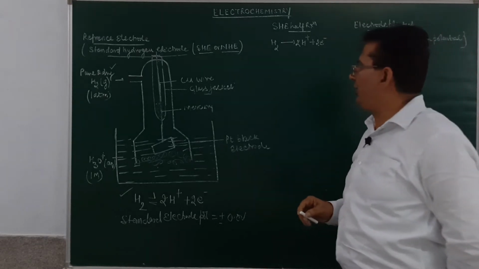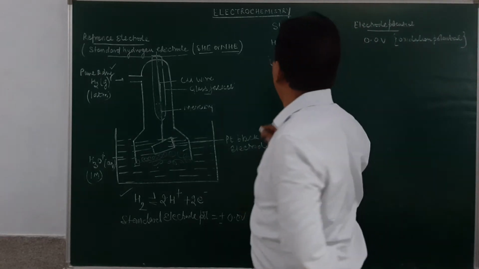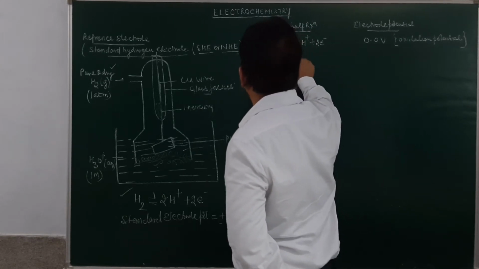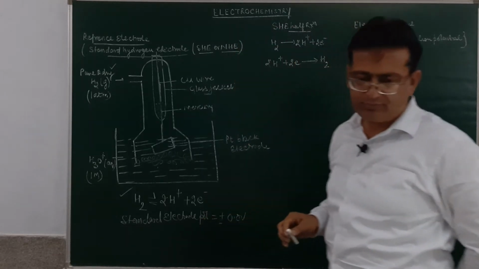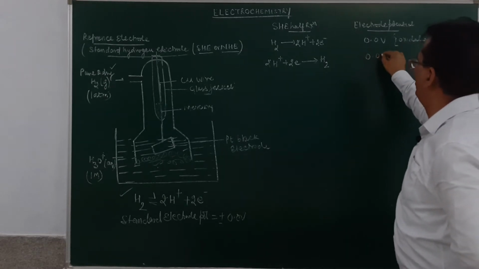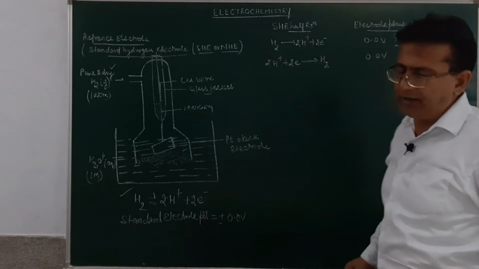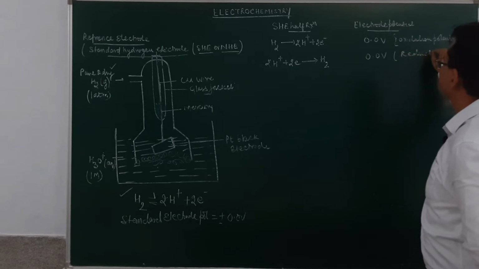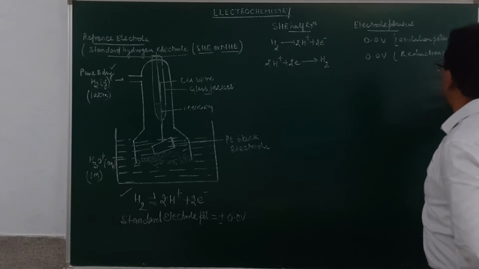Now, when connected to another electrode whose electrode potential is to be determined, if that electrode undergoes the process of reduction, in that case the hydrogen ion will gain 2 electrons and form hydrogen gas. Here again the electrode potential will be 0.0 volt, and this potential will be called a reduction potential.